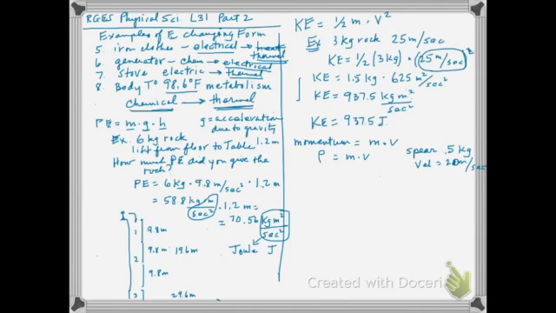20 meters per second. So what is the momentum? Momentum is going to be the mass, 0.5. Always put your units, kilogram. And then you're going to multiply that by the velocity. And the velocity is 20 meters per second.